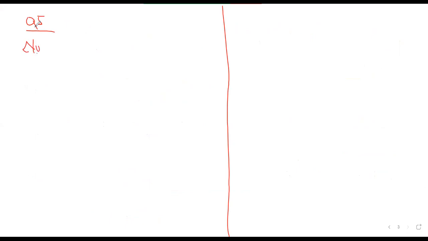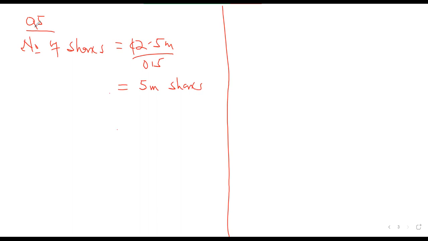So the number of shares will be calculated as what? The total value of the shares divided by the share price. Am I correct? Yes. So the number of shares will be calculated as 2.5 million divided by 0.5. That will give us 5 million shares.